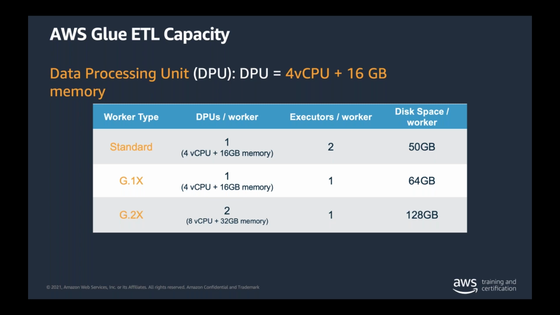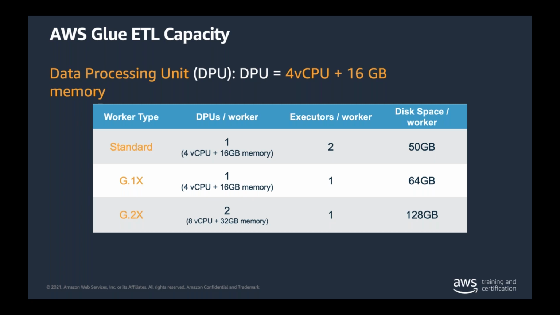Both the standard and the G1X workers map to 1 DPU, each of which can run 8 concurrent tasks. And a G2X worker maps to 2 DPUs, which can then run 16 concurrent tasks. As a result, compute-intensive Glue jobs that possess a high degree of data parallelism can benefit from horizontal scaling, meaning adding more standard or G1X workers. At the same time, Glue jobs that need high memory or ample disk space to store intermediate shuffle output can benefit from vertical scaling, meaning more G1X or more G2X workers.